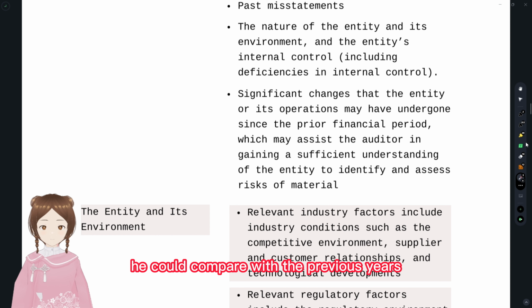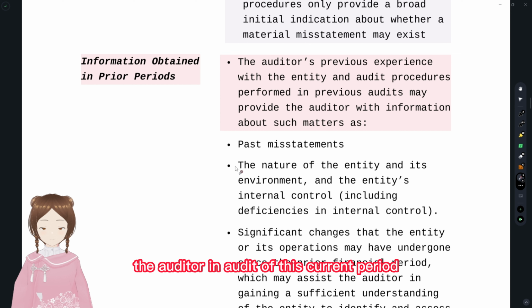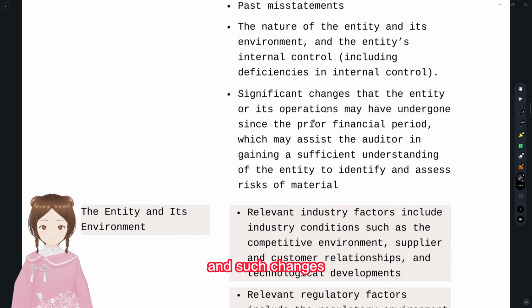He could compare with the previous year's operations or internal controls, and he could just use them and apply the changes that had happened in this current year. These are all the information that would help the auditor in the audit of this current period, with regards to the information he had obtained in previous periods of the entity, misstatements, the nature of the entity's internal controls, and changes in operations that the entity has undergone.